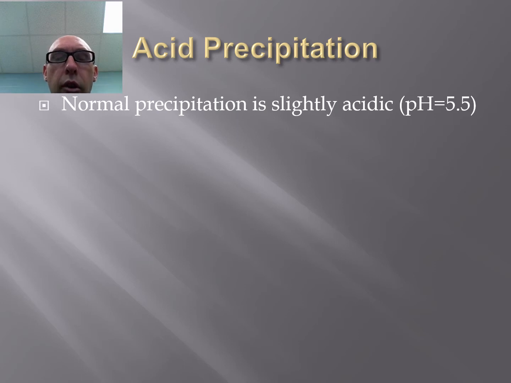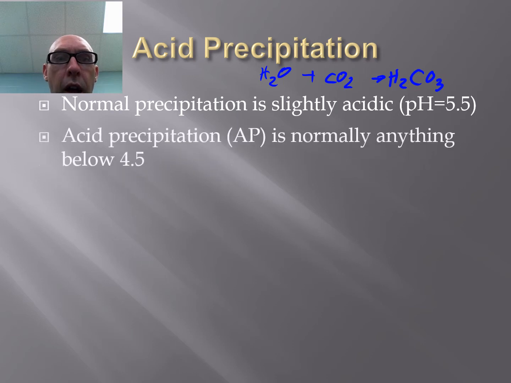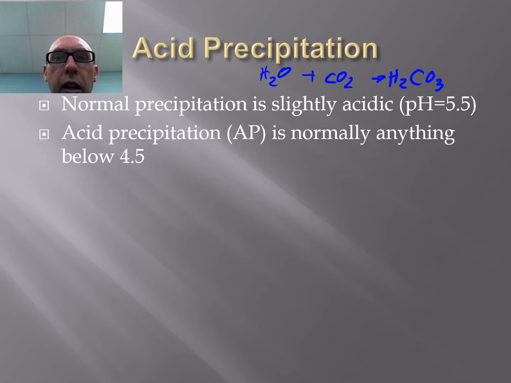On the scale, neutral is 7, 5.5 is a little bit acidic, and it's a little bit acidic because of the presence of H2CO3, which is carbonic acid, and we get that by combining CO2 with H2O. So that's how we get carbonic acid for normal acidity. Acid precipitation is defined as anything with a pH below 4.5, which is 1 full change in pH units, which is a significant or 10 times increase in acidity.